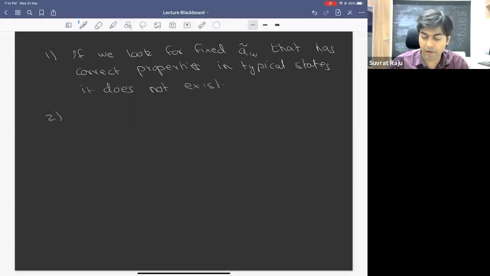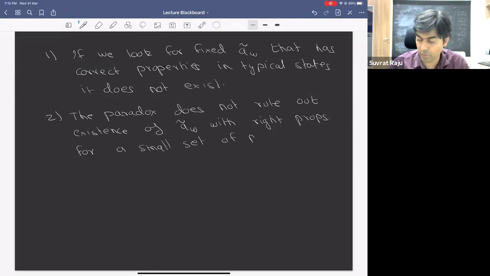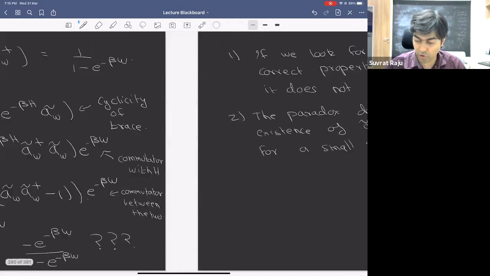On the other hand, note the paradox does not rule out the existence of such operators which have the right properties in a set of atypical states. Okay. For a small set of states. So small here can even be power law small, okay, or can be exponentially small. So it could be that there are some states where you can find these operators, and this paradox does not rule it out, because remember the paradox has to do with the trace.